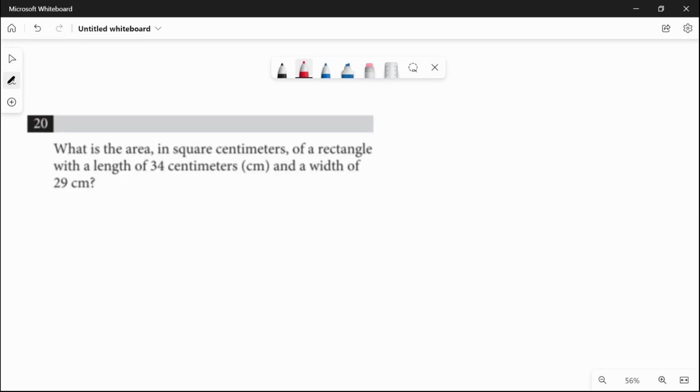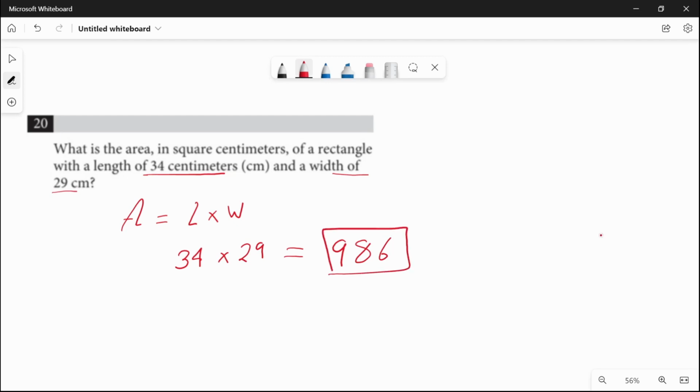Question number 20. What is the area in square centimeters of a rectangle with a length of 34 centimeters and a width of 29 centimeters? So the area of a rectangle is equal to the length multiplied by the width. So we will have 34 multiplied by 29. 34 multiplied by 29 is equal to 986. So the answer for this question is 986.